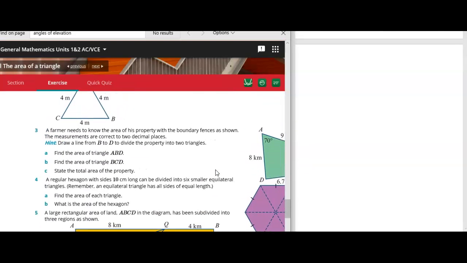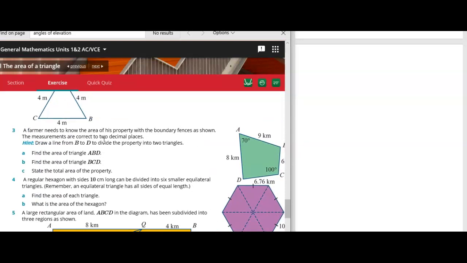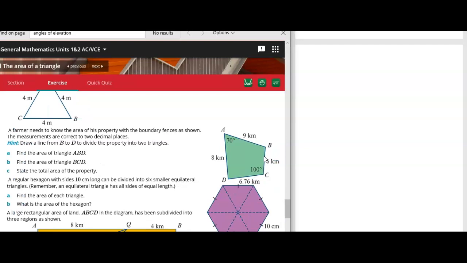Okay. Question 3. A farmer needs to know the area of his property with the boundary fences as shown. So here's his property. The measurements are correct to 2 decimal places. They're probably written that way because otherwise your angles wouldn't work. Draw a line from B to D to divide the property into 2 triangles. So let's just redraw the diagram.